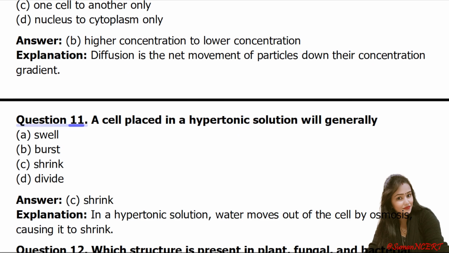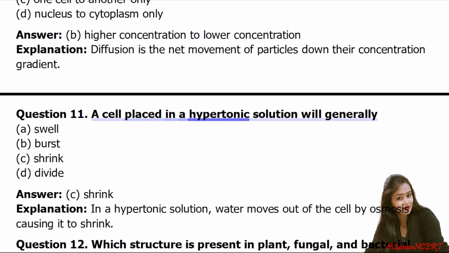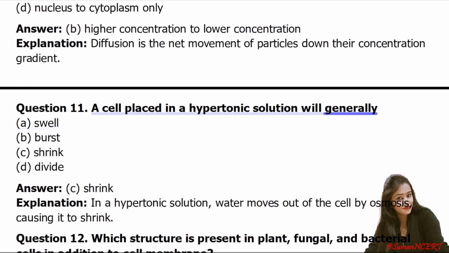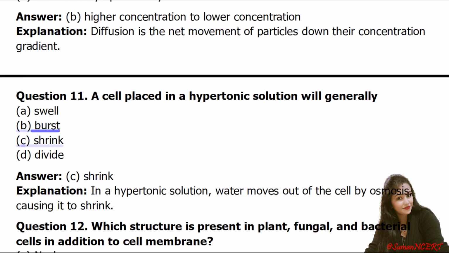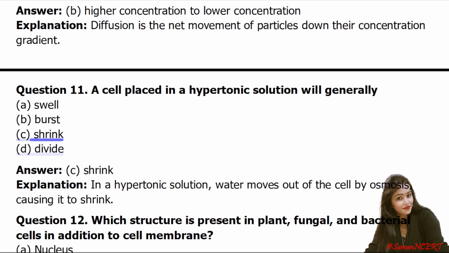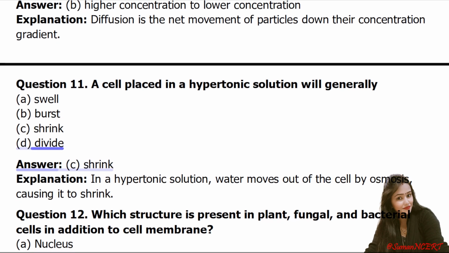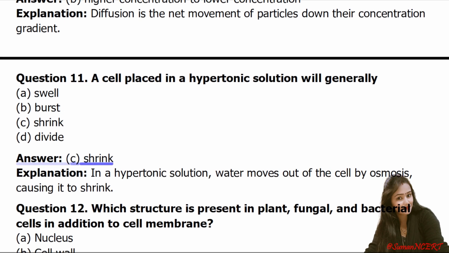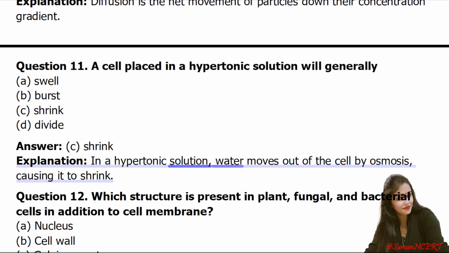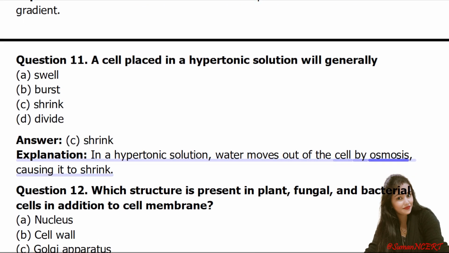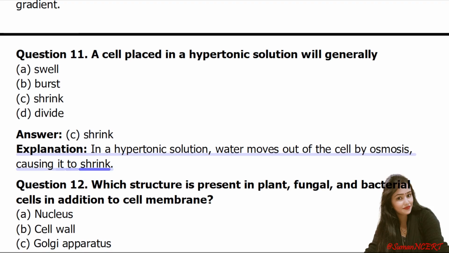Question 11. A cell placed in a hypertonic solution will generally: A. Swell. B. Burst. C. Shrink. D. Divide. Answer: C. Shrink. Explanation: in a hypertonic solution, water moves out of the cell by osmosis, causing it to shrink.